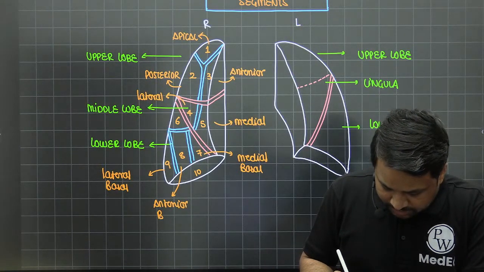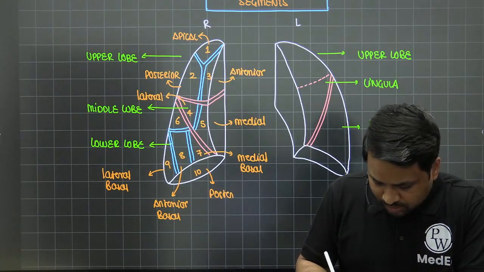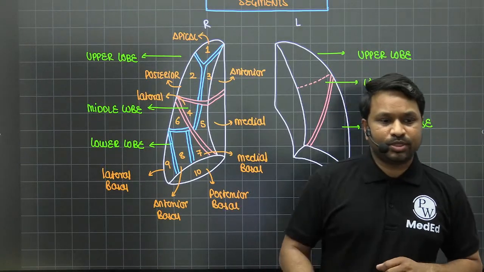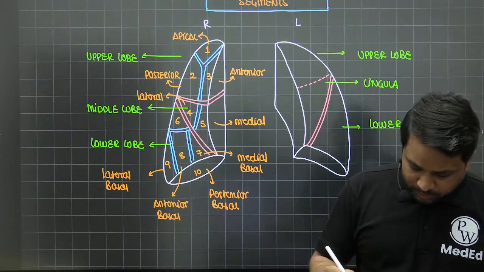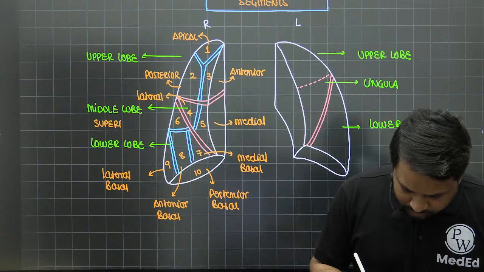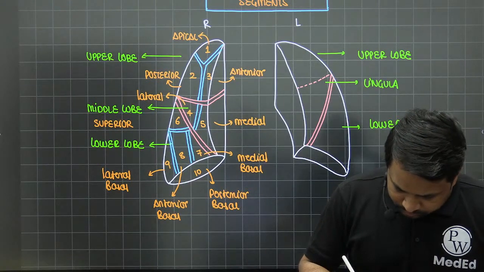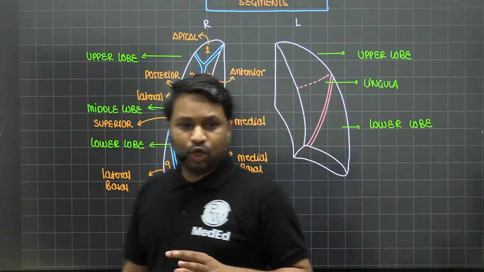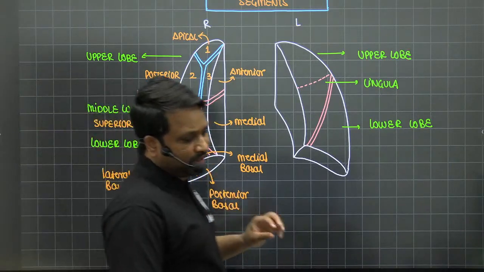Your anterior basal, and 10 is what we call your posterior basal, right? So you can see now the 6th one is missing. The 6th one is what we call the superior apical, or the superior segment, or the superior basal, right? So this is how your 10 bronchopulmonary segments of the lung are divided across.